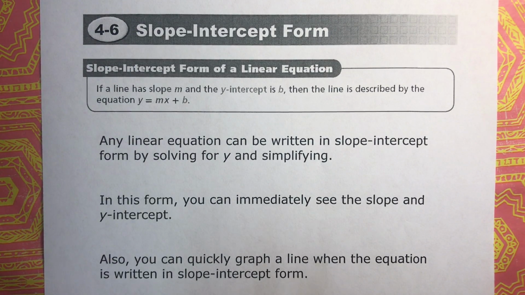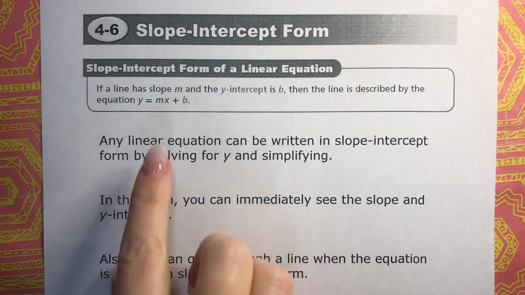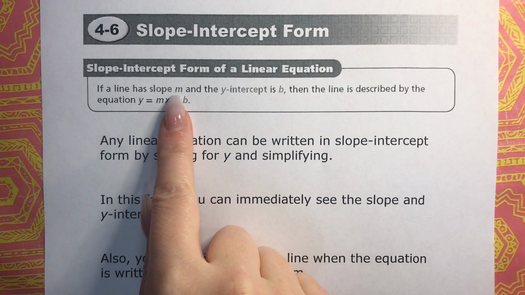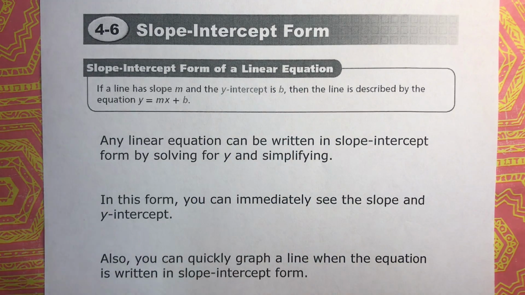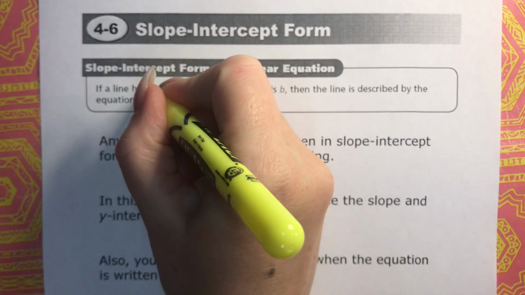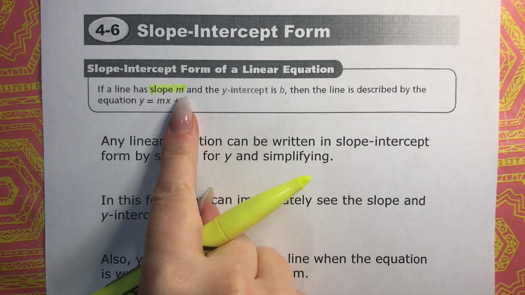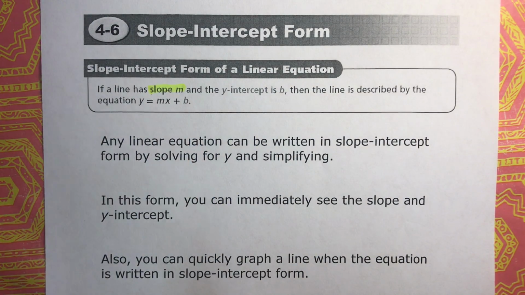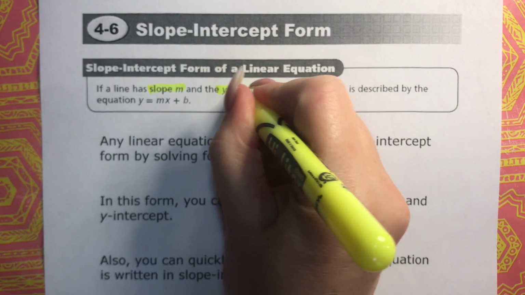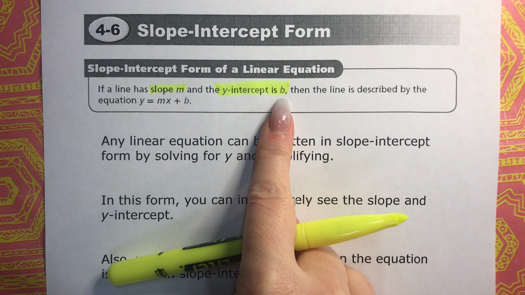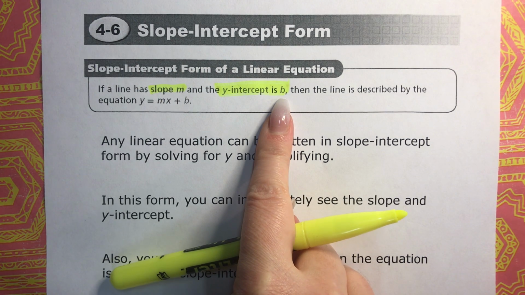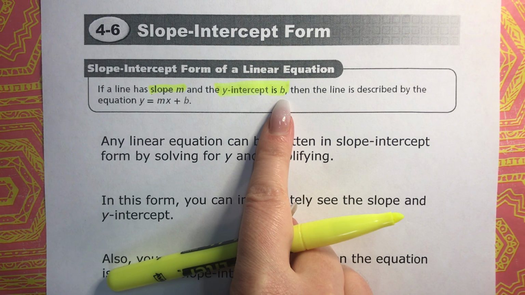All right, so this whole section is about slope-intercept form. So let's just go ahead and actually say what the slope-intercept form is. If a line has slope m and the y-intercept is b, those letters have meaning. Anytime you see an m, that means a slope. And anytime you see a b, that is representing the y-intercept. And remember, whenever you see a y-intercept, that is representing an actual point. That's where the line crosses the y-axis.